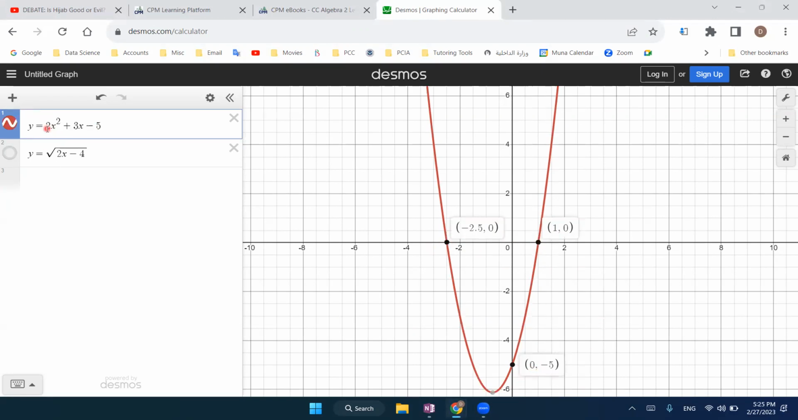Algebraically, if we want to find the x-intercept, we replace y with 0, and then we get x isolated. And to find the y-intercept, we replace x with 0.